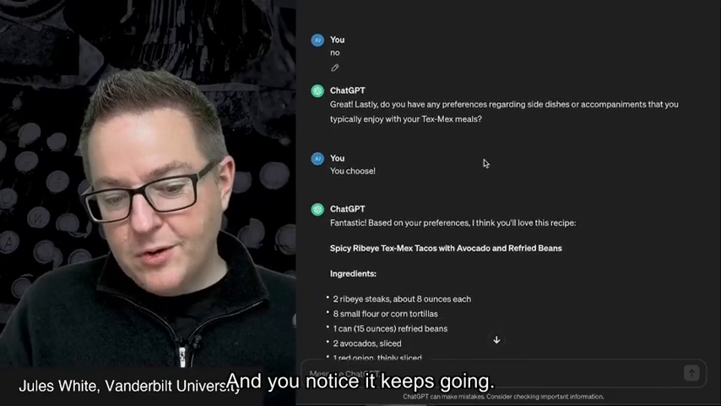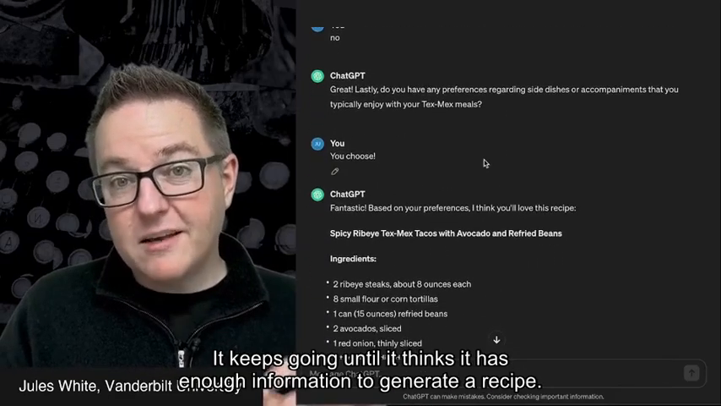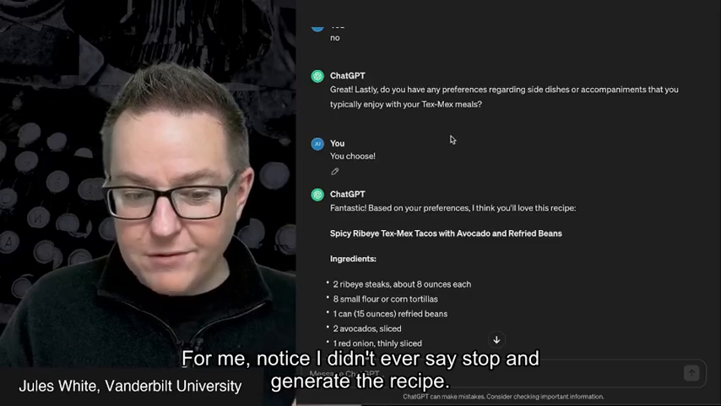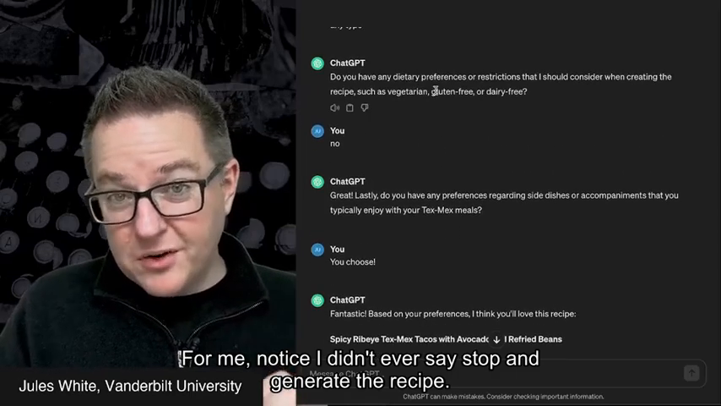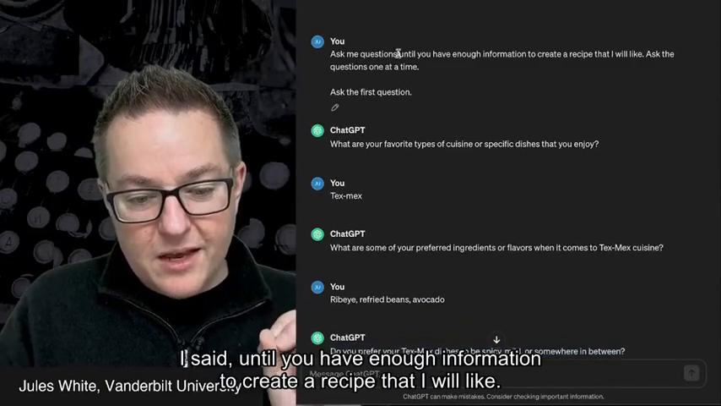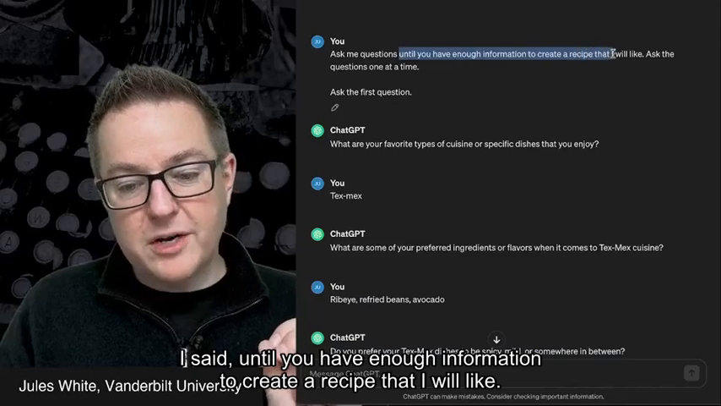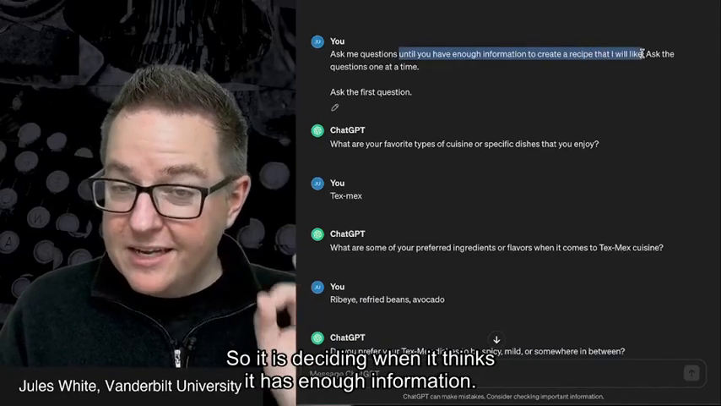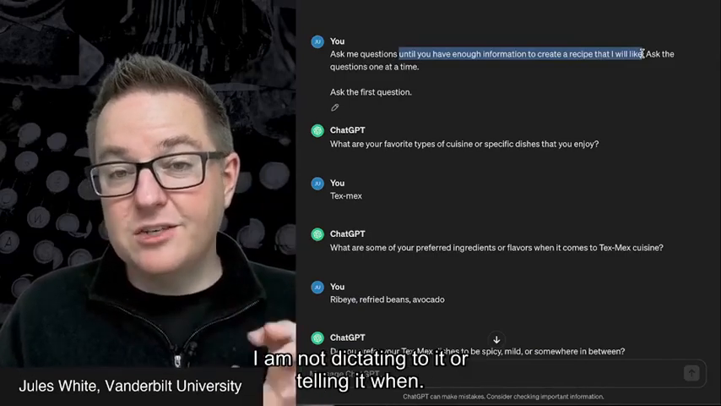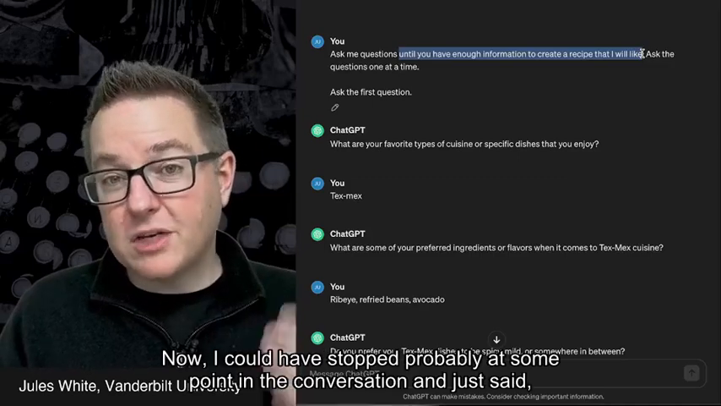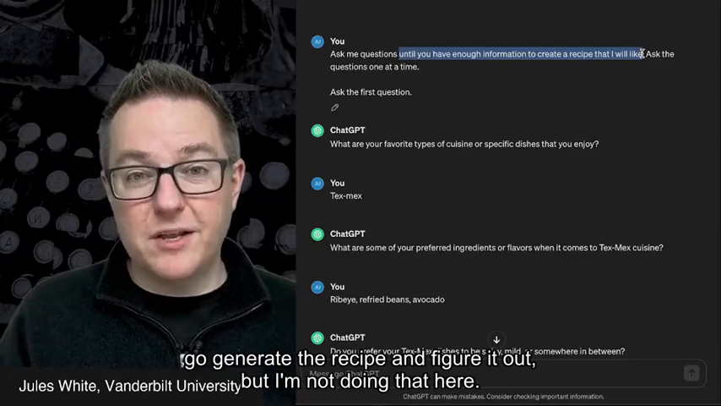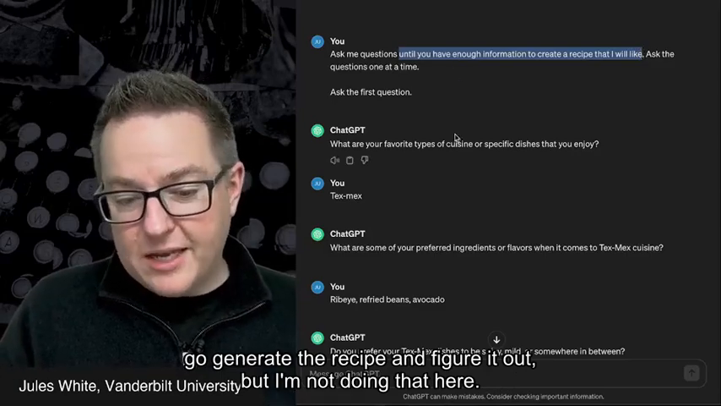And you notice it keeps going until it thinks it has enough information to generate a recipe for me. Notice I didn't ever say, stop and generate the recipe. I just gave it that goal at the beginning. I said, until you have enough information to create a recipe that I will like. So it is deciding when it thinks it has enough information. I am not dictating to it or telling it when. Now, I could have stopped probably at some point in the conversation and just said, go generate the recipe and figure it out, but I'm not doing that here.